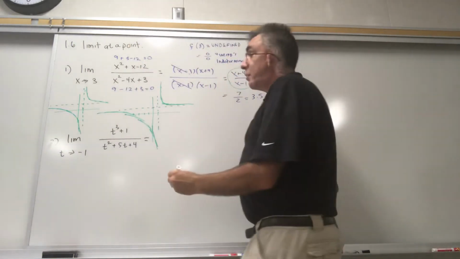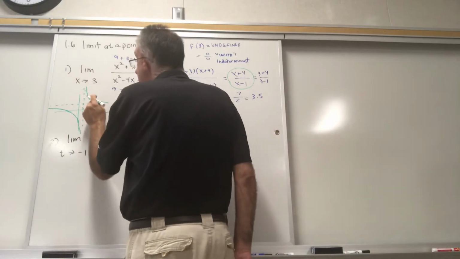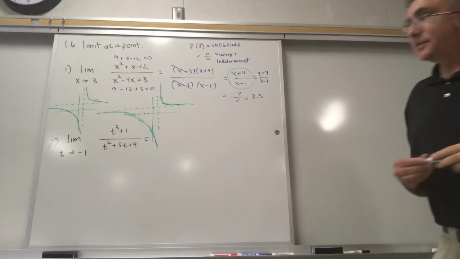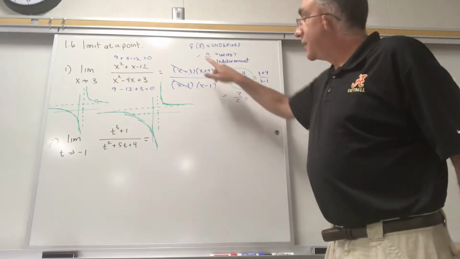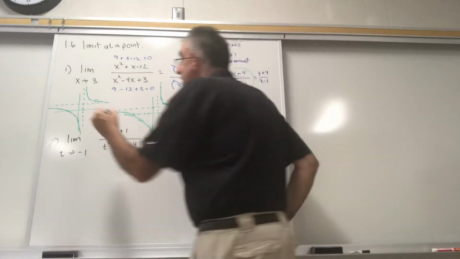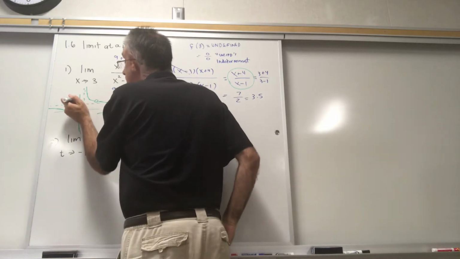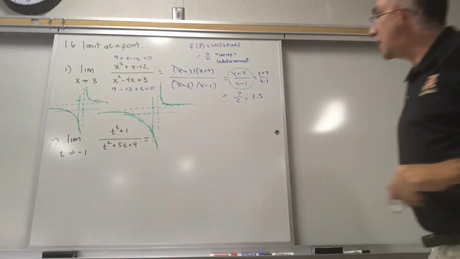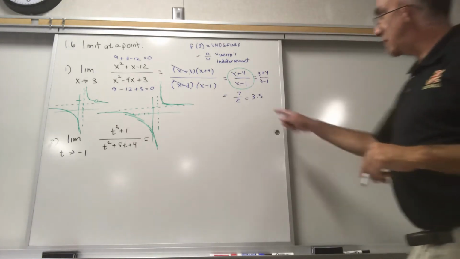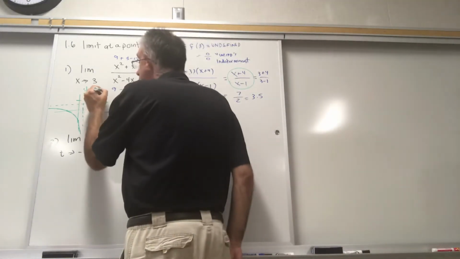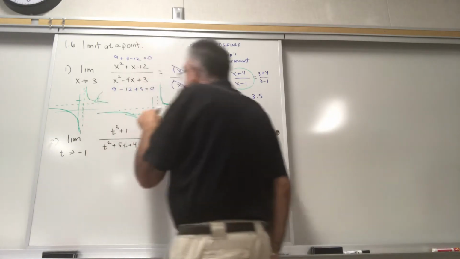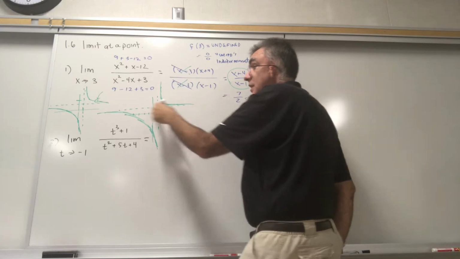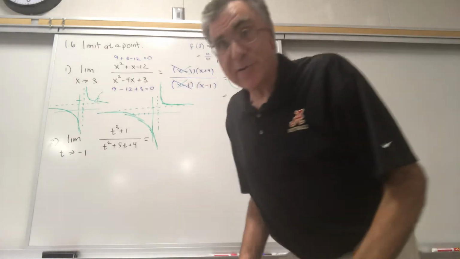The other one, the problem is when you're at 3, there'll be a hole in the graph, because you can't put the 3 in. But as I get really, really close to 3, this will get really close to 7/2. So that point there is closed on this one because we got rid of the thing causing the problem. But there's a hole in the graph. And that's what's weird, right?